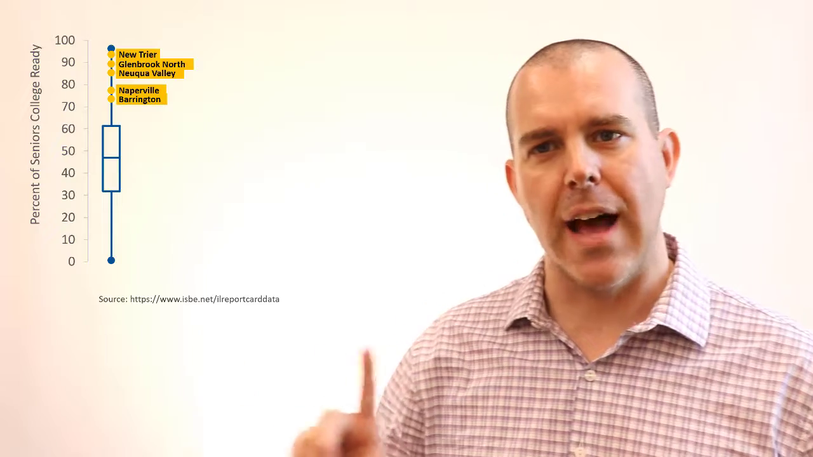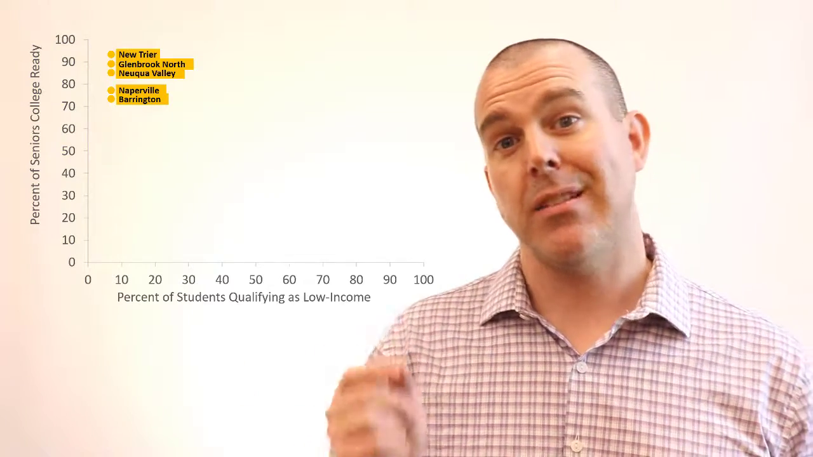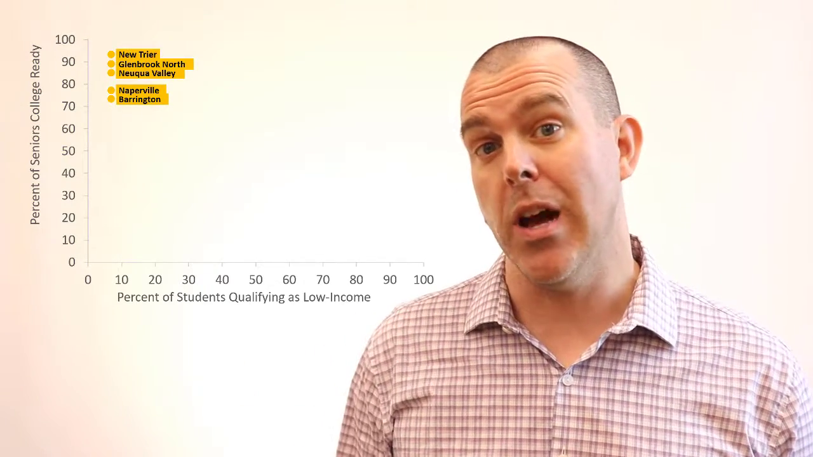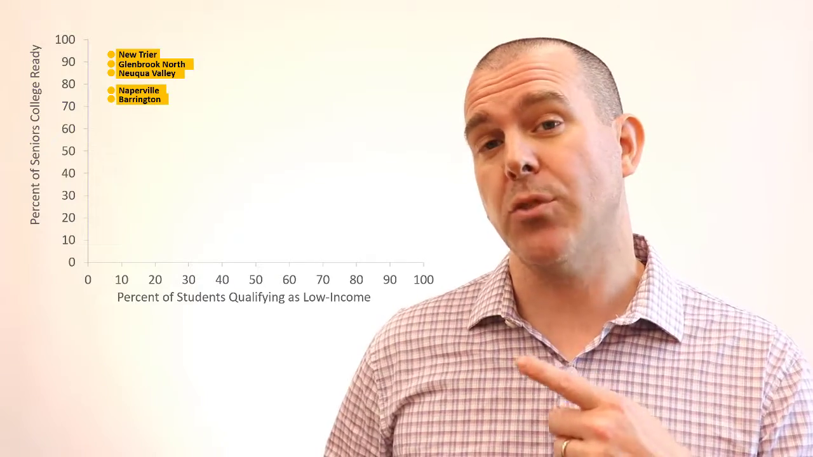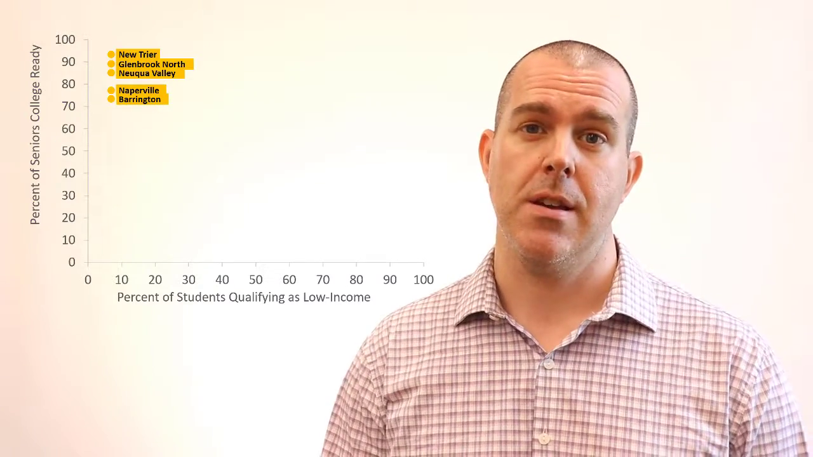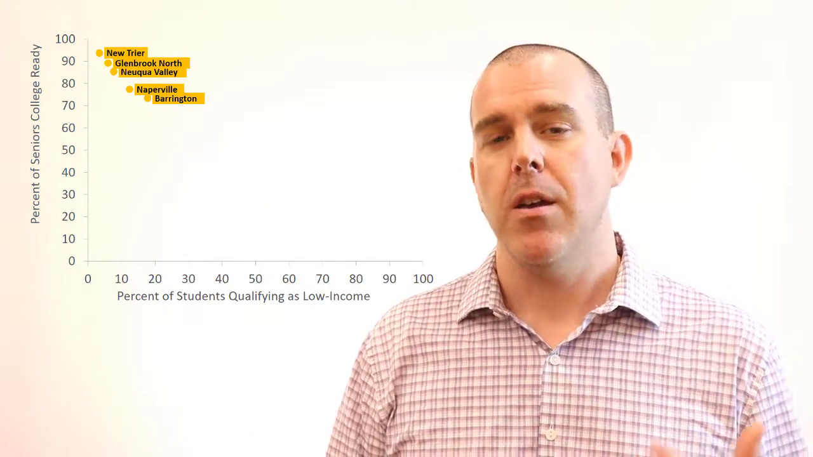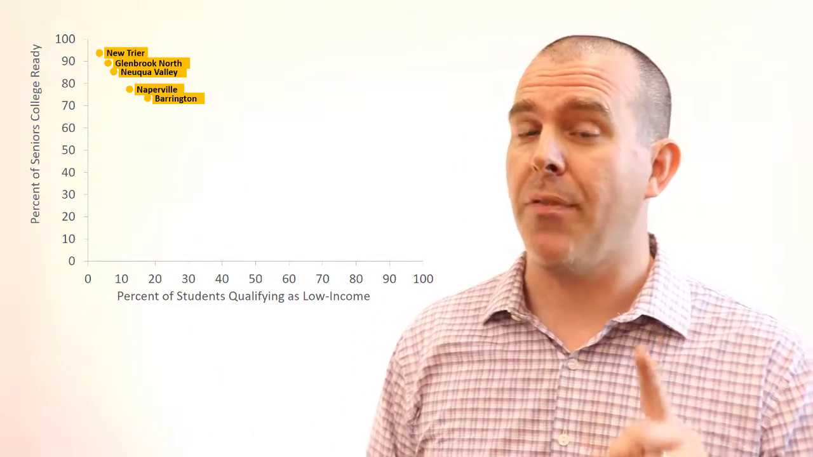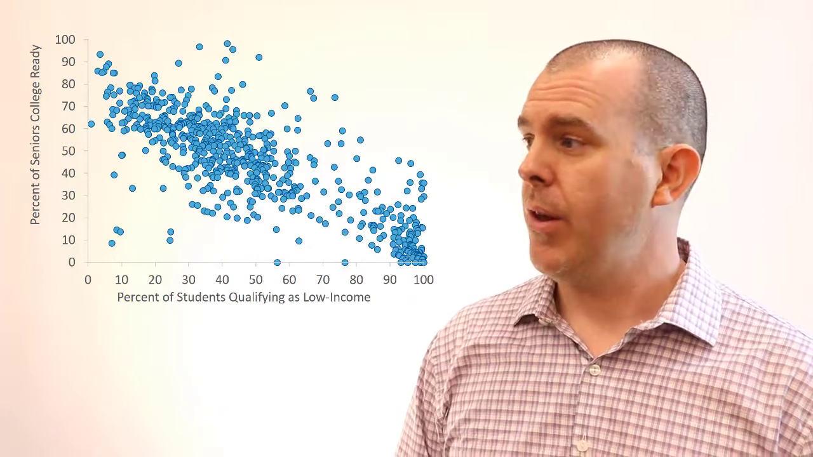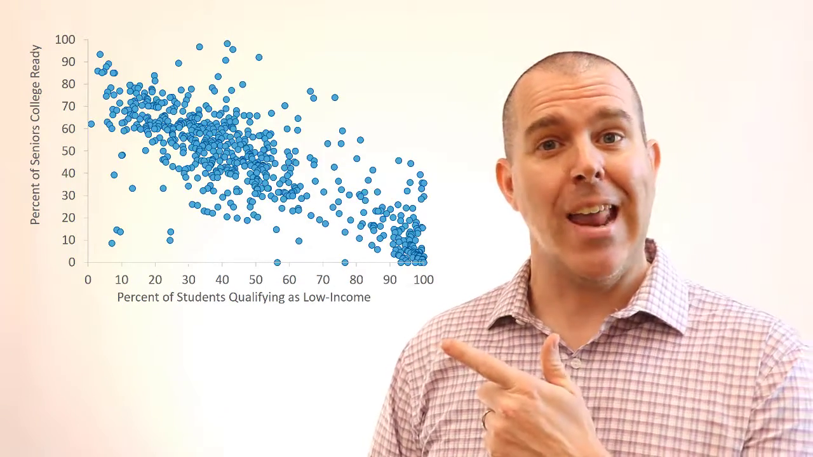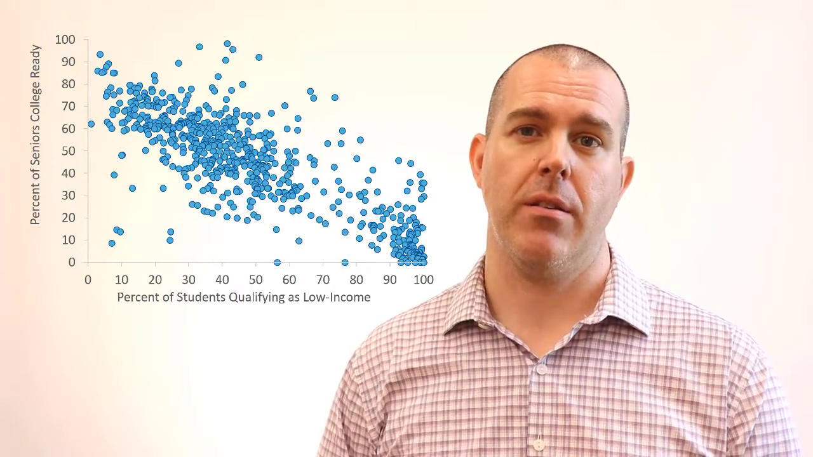What if we add a second variable? What if we add a horizontal axis out here that is the percent of students that are low income? If we look at those 5 schools, it ends up looking like this. Now, you might be suspicious. There's a pretty clear trend here, but maybe it's just those 5. So let's look at the rest of the state. Now that is a clear trend.